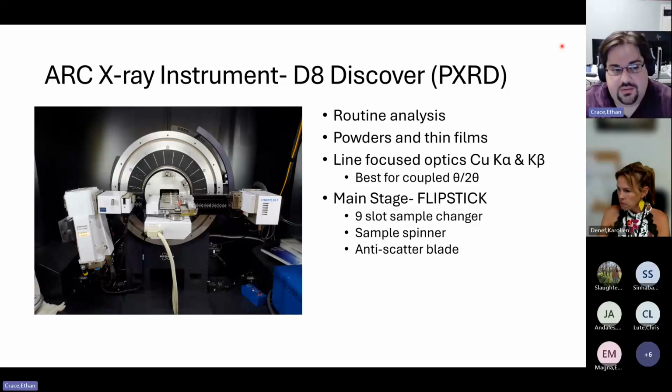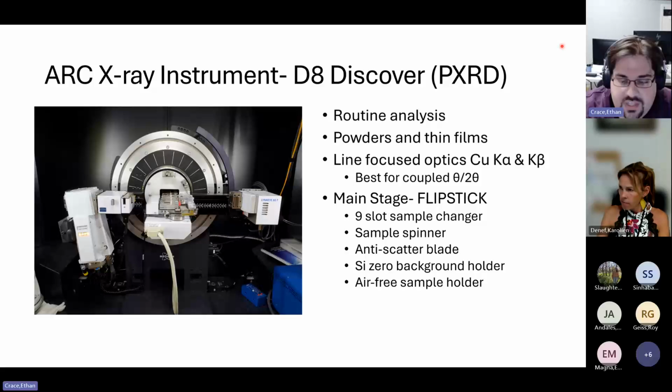The main stage for this instrument that's almost always installed is called the flip stick. It's a 9-slot sample changer that allows you to load up to 9 samples and walk away to do other work while your samples are running. Each of those sample slots, you can spin the sample to help it appear more random to the X-rays. There's also an anti-scatter blade to help you cut down on background if that's an issue for your samples. We also have the ability to put in a silicon zero background holder. So if you really need to eliminate background, we can get rid of it. And if you have air sensitive samples, we also have ways of packing your sample so that it is protected from air and moisture if necessary.